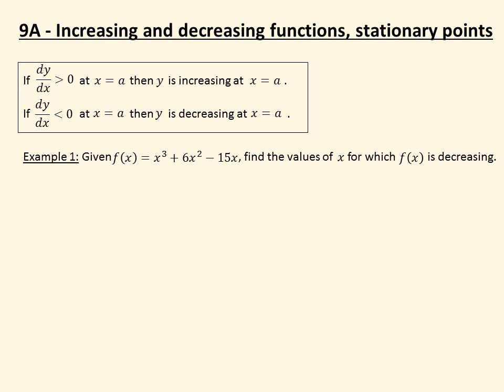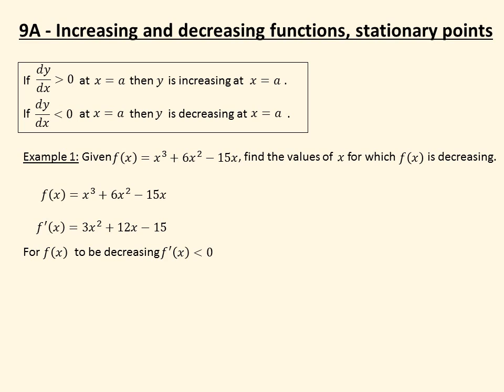If we look at example 1, we need to find where this function f(x) is decreasing. So we need to find where the derivative is negative. If we take the function and differentiate it, we get an expression for f', the derivative of f. For a decreasing function, we need this to be negative. So this expression is negative. If we divide through by 3, we can now easily factorise.